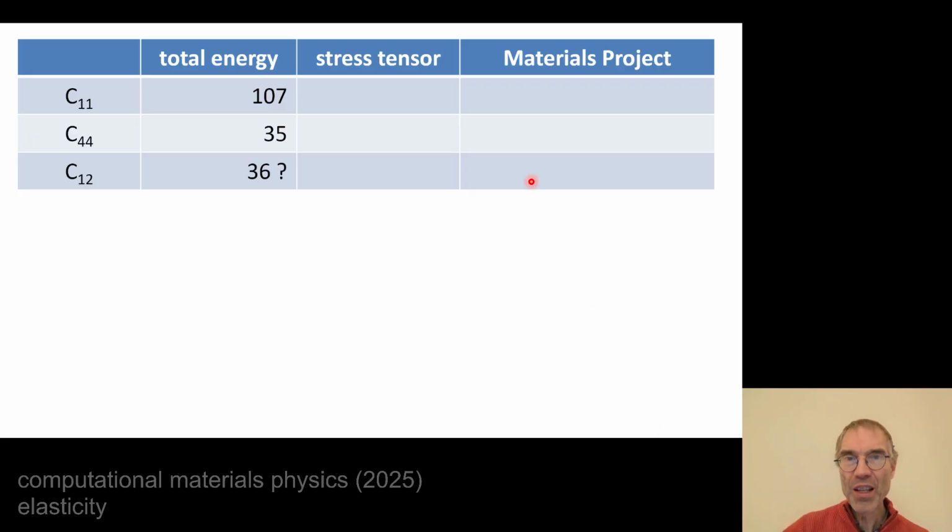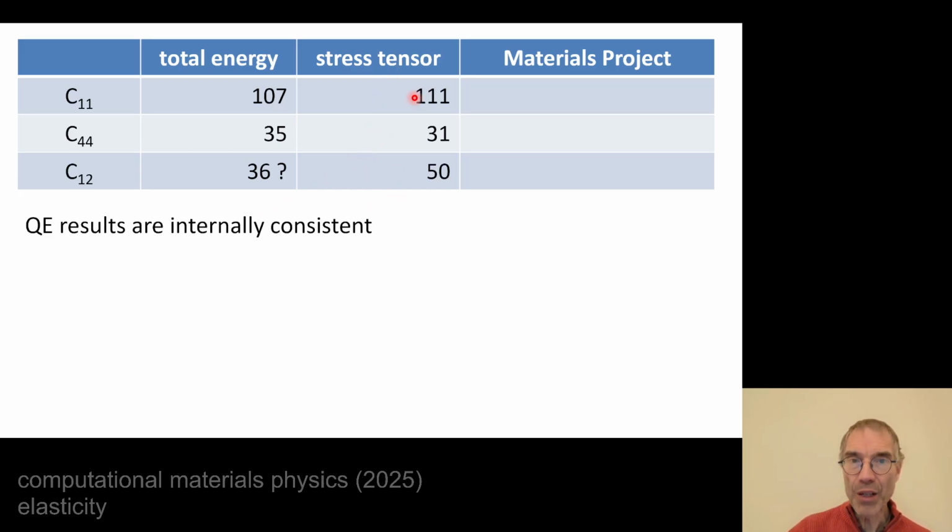So therefore, I repeated this exercise, which was here, based on total energy, with the stress tensor methods, and I find very similar values for all elastic constants. So this confirms that this 36 is certainly the right order of magnitude. Quantum Espresso behaves the same for the total energy method and the stress tensor method, but in Materials Project this C12 is off.